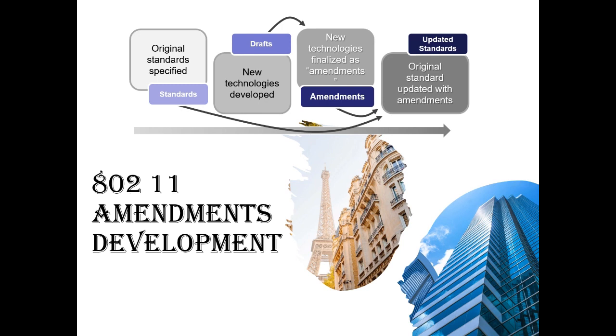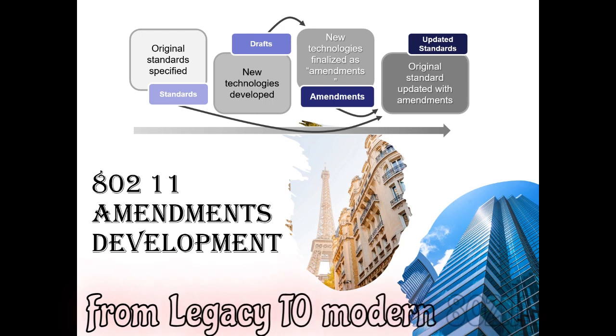The answer is that 802.11 started in 1991. That was the legacy standard, but then it evolved very quickly. The reason is that technology evolves and features evolve. So every time we have a new technology developed or a new feature, it becomes an amendment on the original 802.11 legacy standard. This is technically the life cycle of any standard. Once an amendment is approved and published, it adds functionality to the original legacy 802.11.